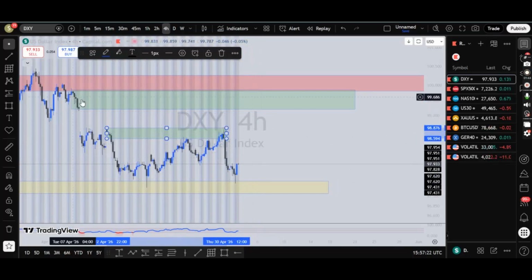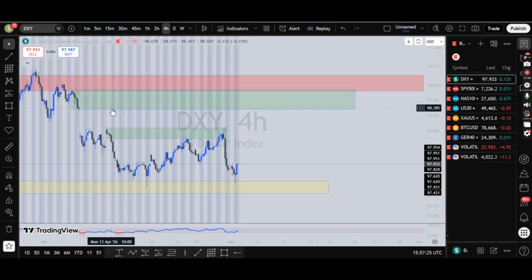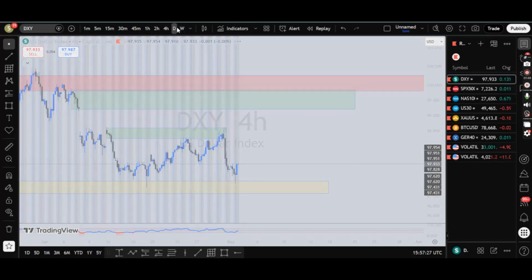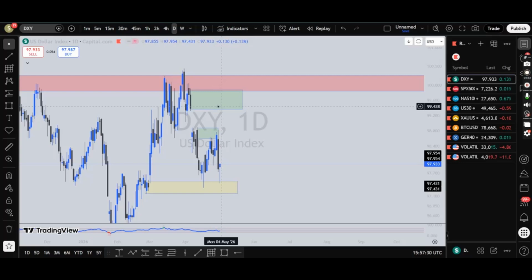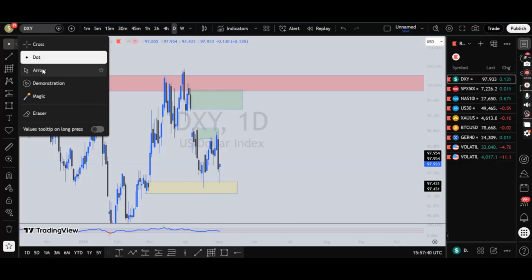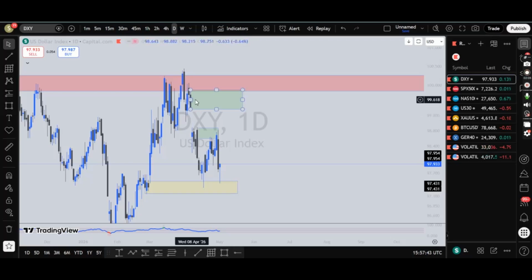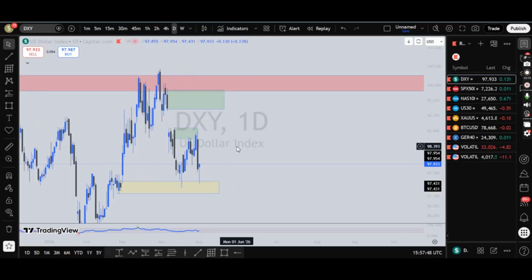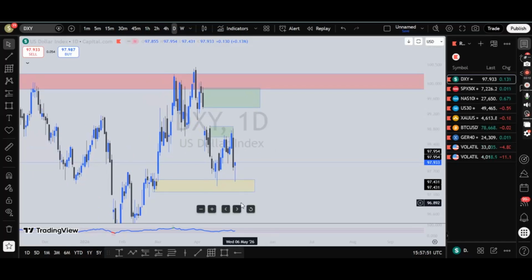I also have another zone here. This is a daily zone, I marked a daily supply zone. Why did I mark this one? This is the last candle before this gap was created. Let me use my arrow. You can see the last candle before this gap was created. So I'm looking forward to seeing price tap into that zone and retrace back.